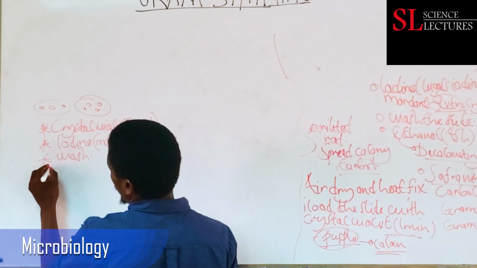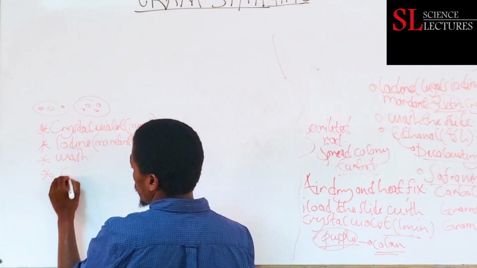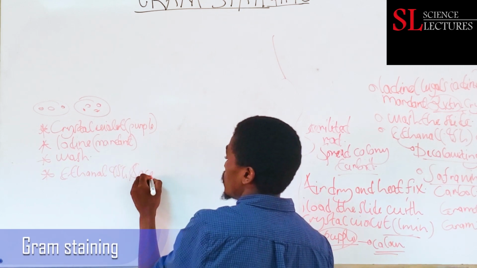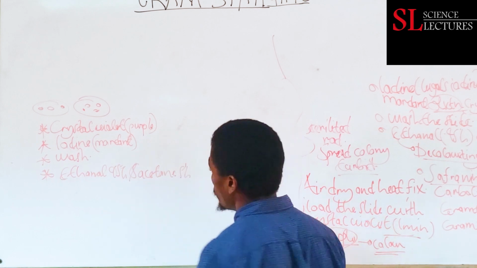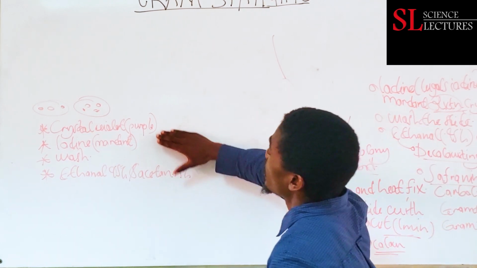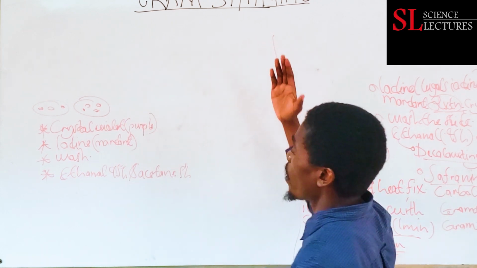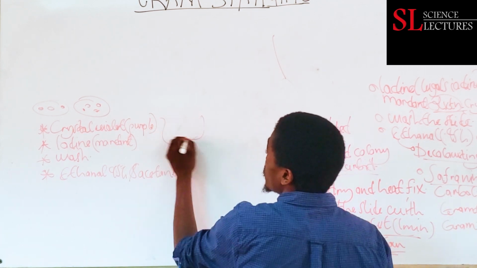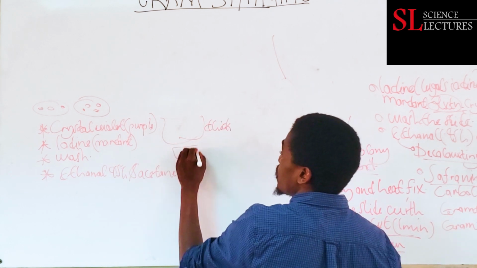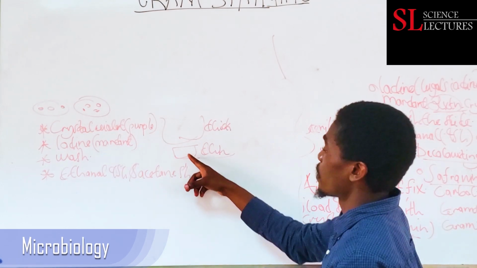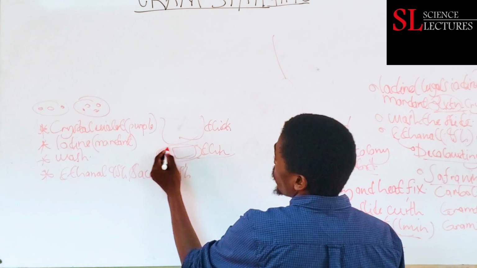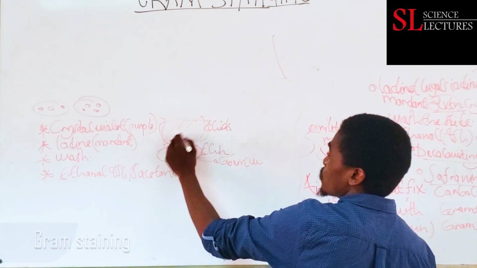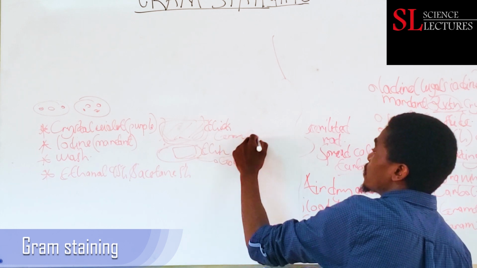Then after washing, we add the decolorizer, that is ethanol, preferably 95% ethanol, and preferably 5% acetone. We assume it is decolorizing the crystal violet from either the gram-positive or the gram-negative peptidoglycan. However, gram-positive is thick and gram-negative is thin. So when the decolorizer is removing the crystal violet, it will remove all of it from the gram-negative bacteria, and it will leave most of the crystal violet in the gram-positive bacteria cell wall.